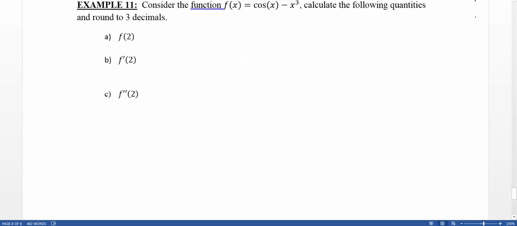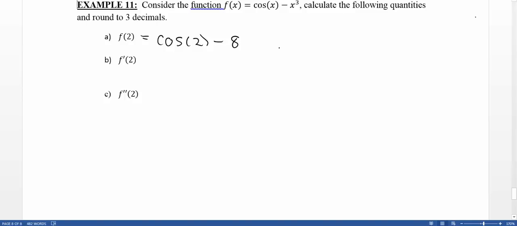Example 11. Consider the function f of x equals cosine x minus x cubed. Calculate the following quantities and round to 3 decimals. So here we're going to start with f of 2. That means we're taking 2 and we're plugging it into the original function. So here when we plug in 2, we're going to get cosine of 2 minus 2 cubed, which is 8. So cosine of 2 minus 8.